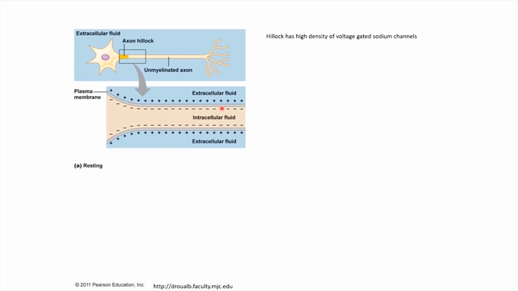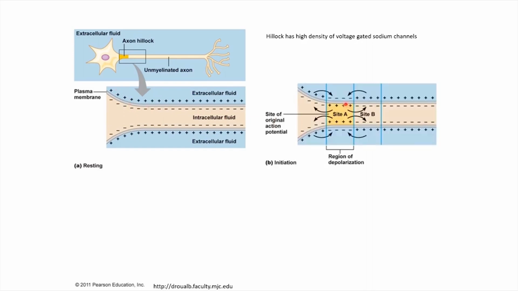So before the action potential is generated, this is the neuronal membrane. It is negative inside relative to outside. And when the action potential starts, then the sodium ions flow in. And as these ions flow in, the membrane becomes more positive transiently. And then we have an action potential, and then this site can become hyperpolarized again after the action potential is over.